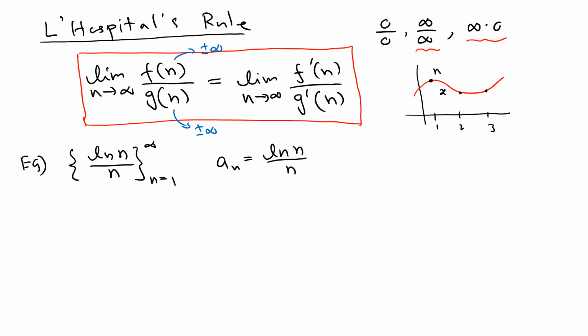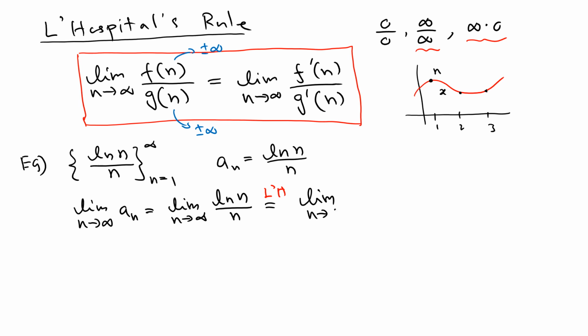So what we do, as before, is just take the limit. Let's take the limit of a_n, the limit as n goes to infinity of ln n over n, and now we use L'Hopital's rule. Why can we use L'Hopital's rule? Because the top and bottom go to infinity. So let's apply L'Hopital's rule.